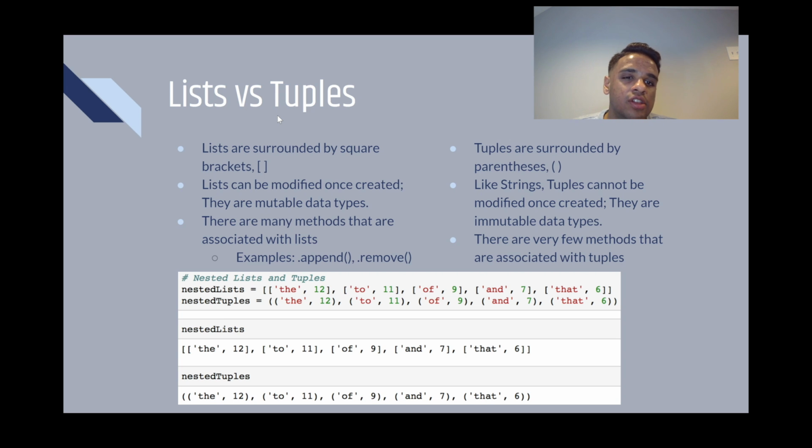Tuples, on the other hand, you cannot modify, and you will know they're tuples when they're expressed surrounded by parentheses. They're not surrounded by square brackets, they're surrounded by parentheses. And like strings, tuples cannot be modified once created. They are immutable data types. So once you define a tuple, you cannot modify it because it's immutable.